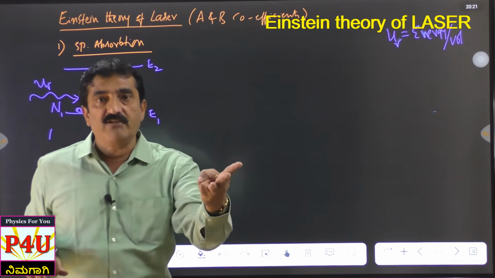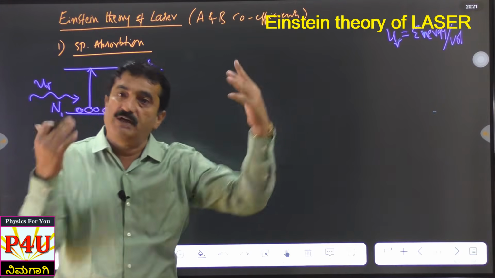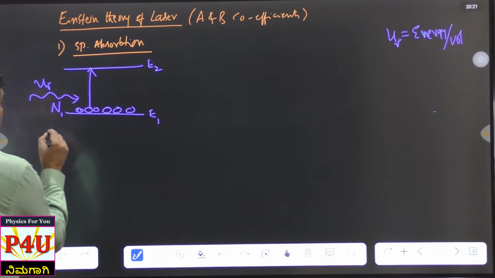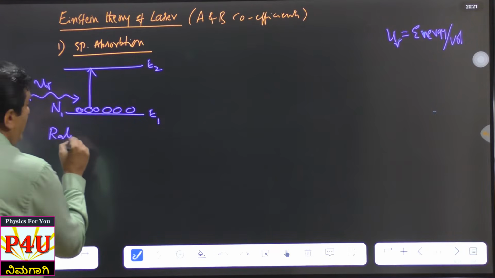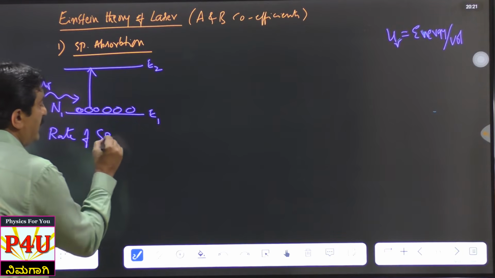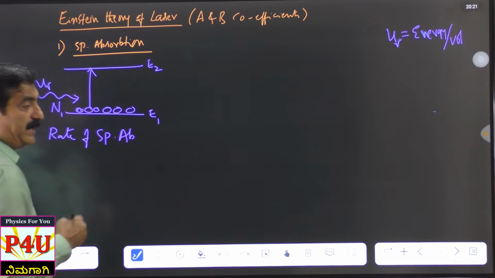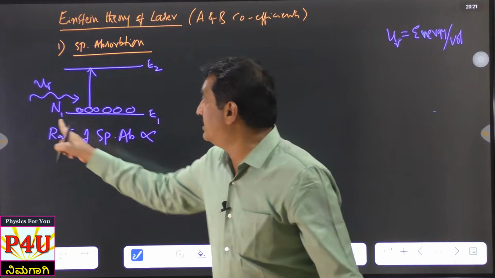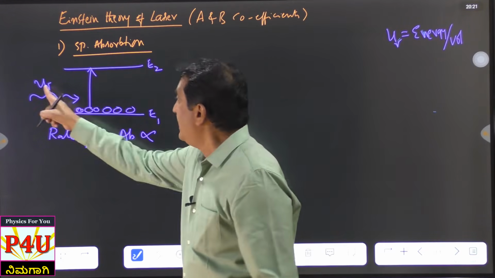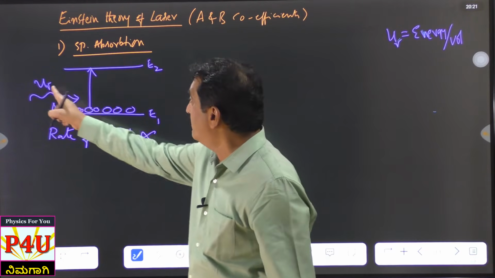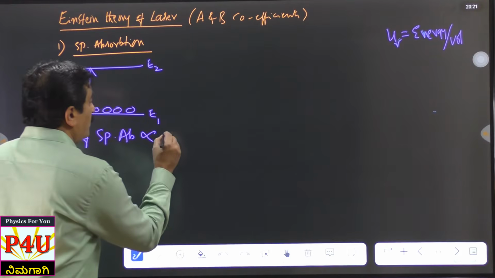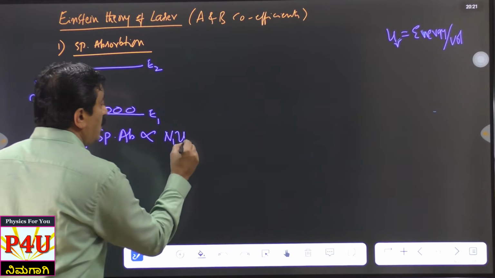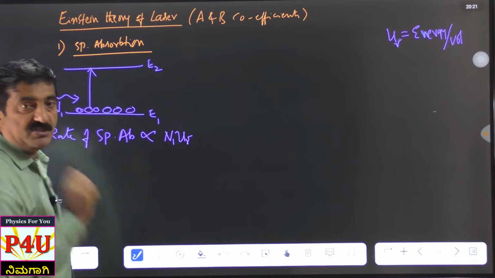If you follow those three equations carefully, the whole derivation becomes very simple. Okay, so first equation: the rate of spontaneous absorption is directly proportional to the number of atoms and the energy density, that is N1 and U gamma. So proportional to N1 U gamma. Okay, this is the first statement.